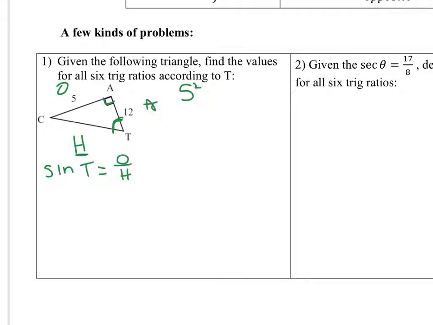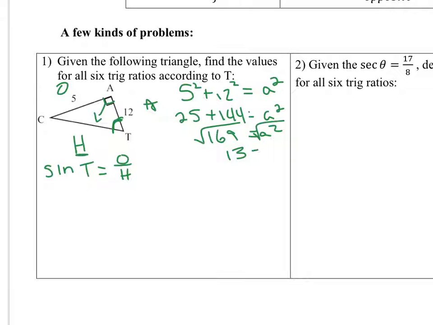So it's 5 squared plus 12 squared equals the hypotenuse squared. Well, in this case, it's a. Right, little a. We don't know the hypotenuse, so we do this. So 25 plus 144. So then this is 169 equals a squared, square root. This is geometry here, so all we need is the positive, so it's 13. So now that I have this 13, I can do all the 6 trig ratios.